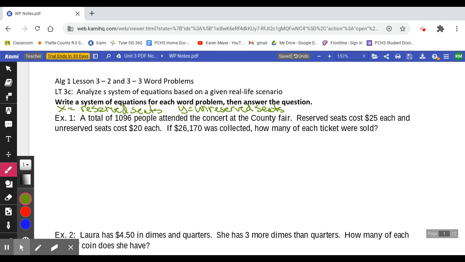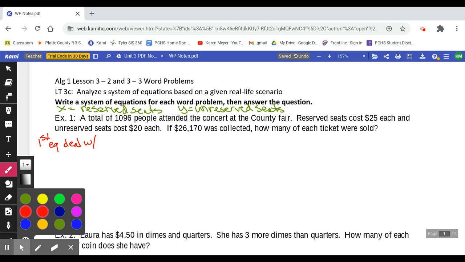Now, when we're making the two equations, in this problem, our first equation is going to deal with money. So how much are reserved seats? Well, they are 25x plus unreserved is 20y equals how much did we collect? $26,170.